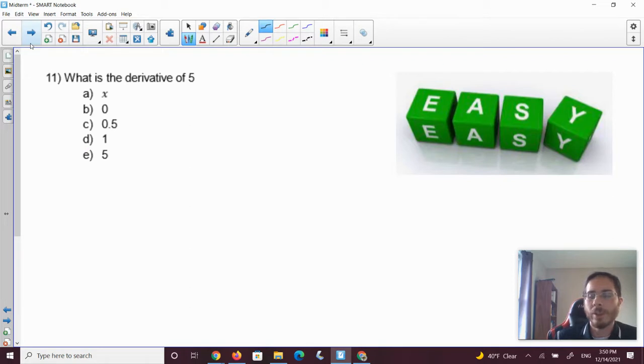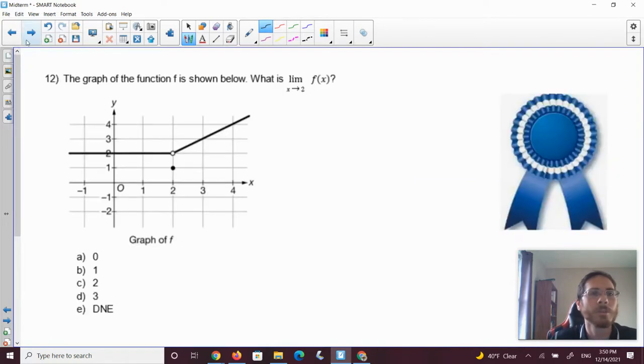For number 11, everyone got this one as well, so that's pretty nice. That's good we remembered what the derivative of a constant was. No one got thrown off by the 5. Derivative of the constant is 0. Any of that's flat, so no rate of change. So nice job with that one.